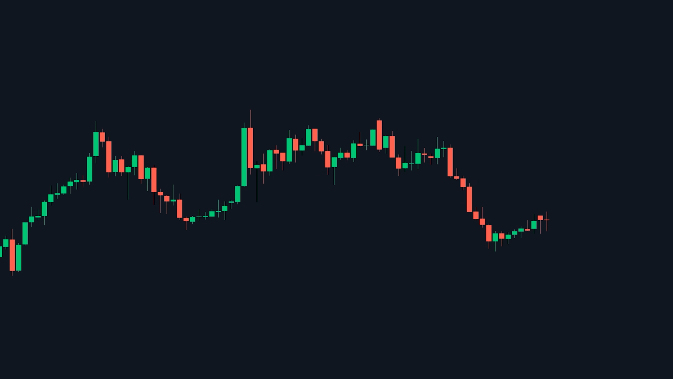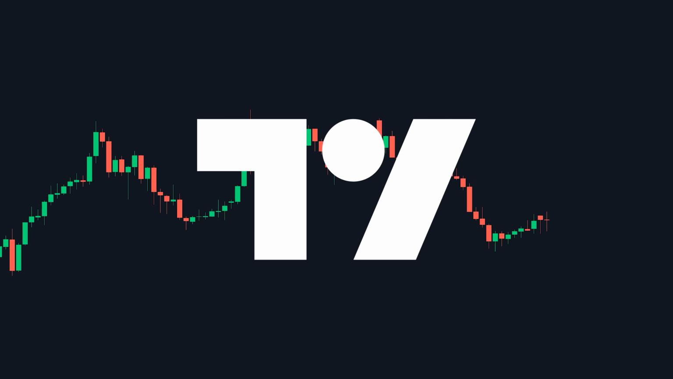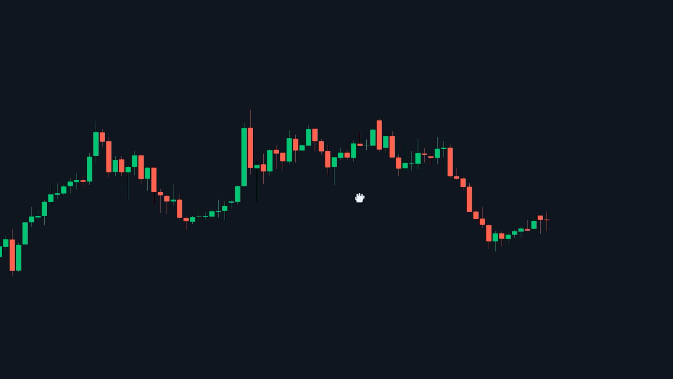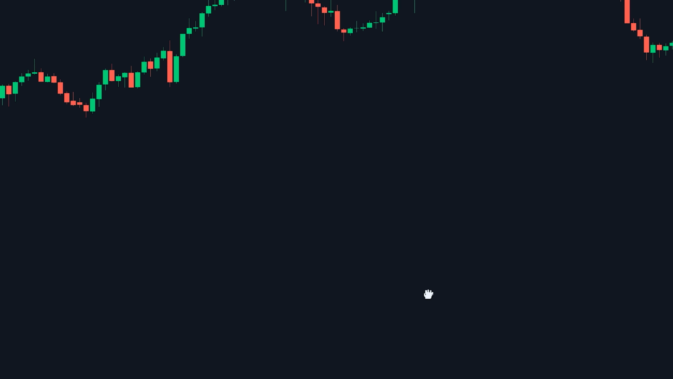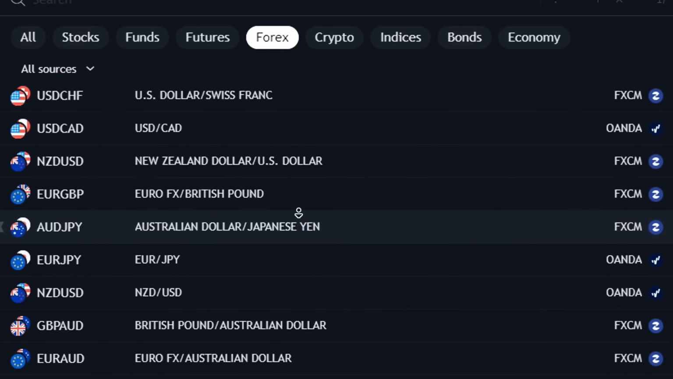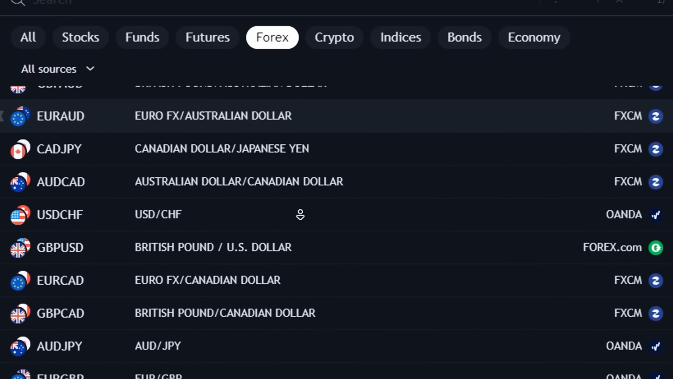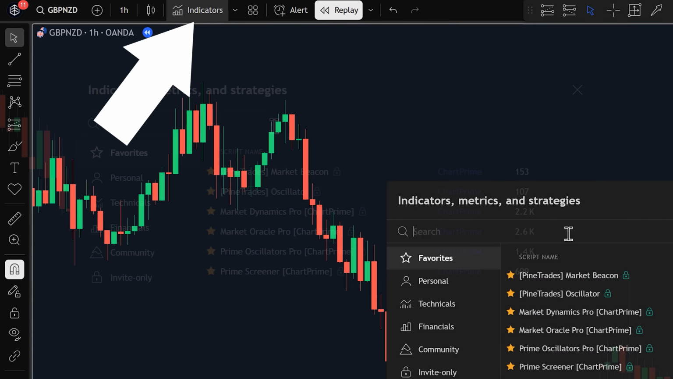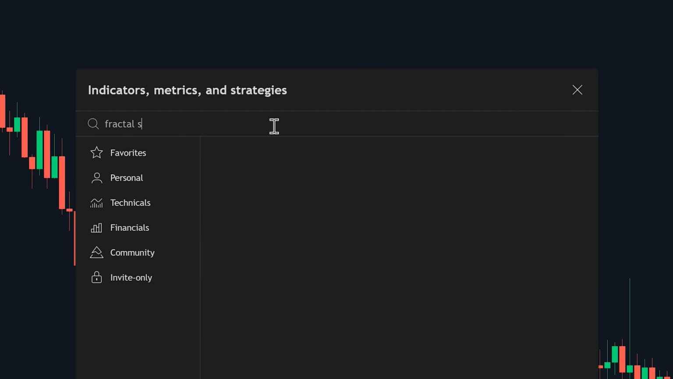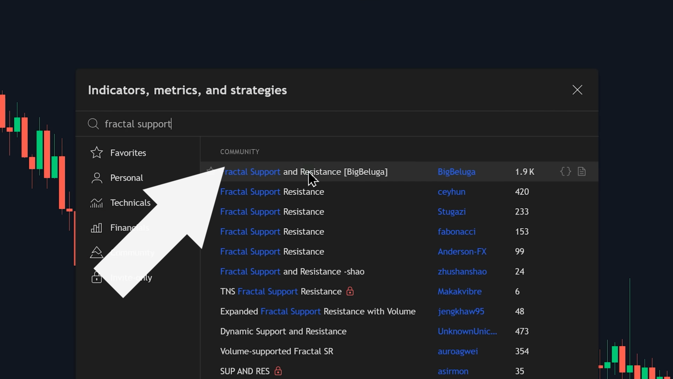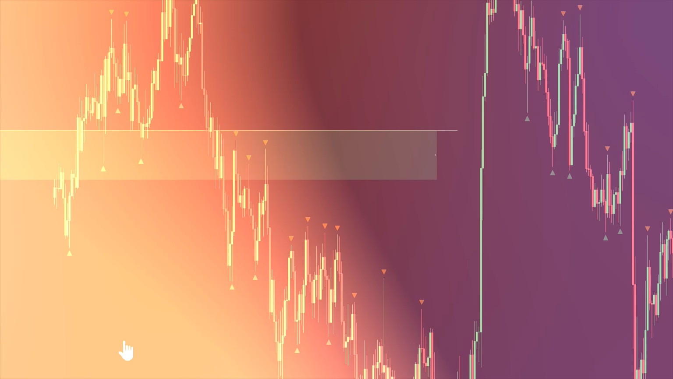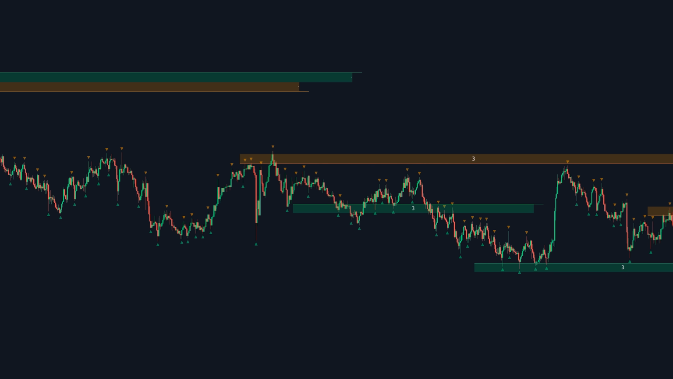Now, to get started with this indicator, you first of all want to go to TradingView, the trading platform I'm going to be using. If you need to sign up, there's a link in the video description for you to do that. Next, you want to load any security and time frame you like, then click on Indicators and type Fractal Support and Resistance by BigBeluga. It's going to be this open source one by BigBeluga. Add it to your chart and you're good to go.